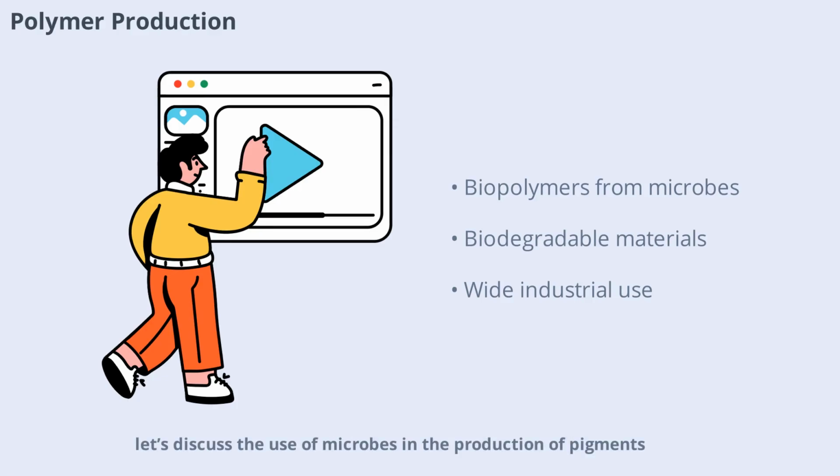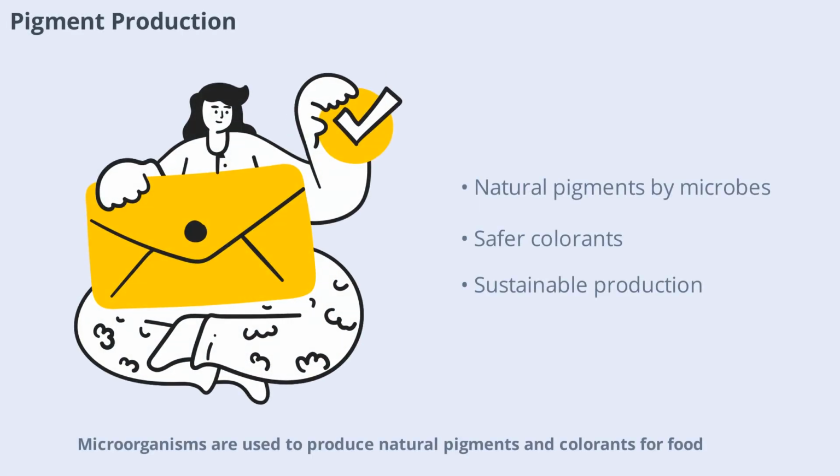Now, let's discuss the use of microbes in the production of pigments. Microorganisms are used to produce natural pigments and colorants for food, cosmetics, and textiles. These bio-based pigments are safer and more sustainable than synthetic dyes. Microbial pigment production allows for a wide range of colors and improved product safety. The industry is exploring new strains and processes for innovative color solutions.